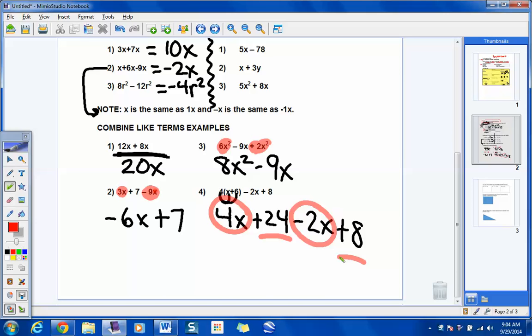So real quickly here, what's the 4x and minus 2x going to combine to? 2x. Okay. And then how about your plus 24 and plus 8? That's like adding how much? 32. All in one shot, adding 32. So simplified form here is 2x plus what value? 32. There you go.